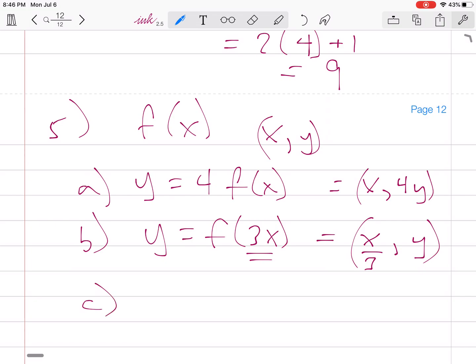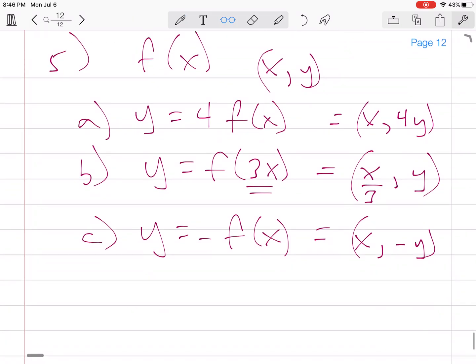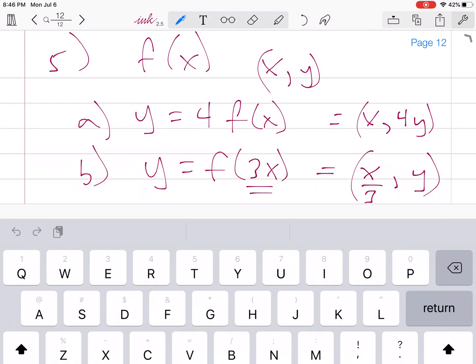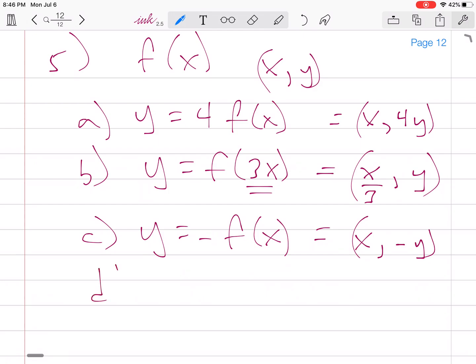Okay, for C, you got y equals negative f(x), so that's kind of like what we did for number 1. So here all you're doing is you're just multiplying the y coordinate by a negative. And this is a reflection. And then for D, you got y equals f of negative x, which is just the same thing, except this time we're multiplying the x by a negative. Okay, so I think those were the questions I had gotten.